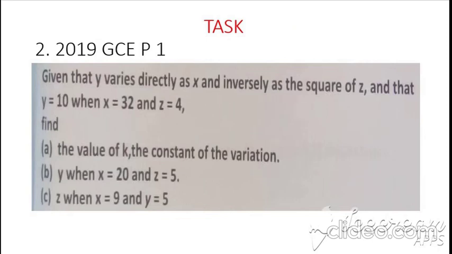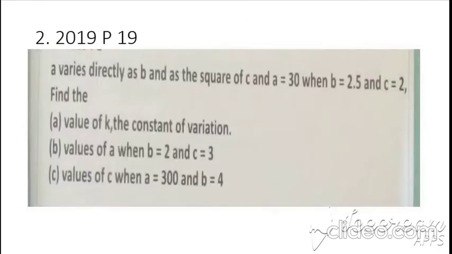So now this is your task. You're going to solve this 2019 GCE paper 1 at your own time. And then if you're having challenges, don't hesitate to contact me. And then there's another one, this one for 2019 paper 1. Sorry, this one was just an error. This one is for paper 1.